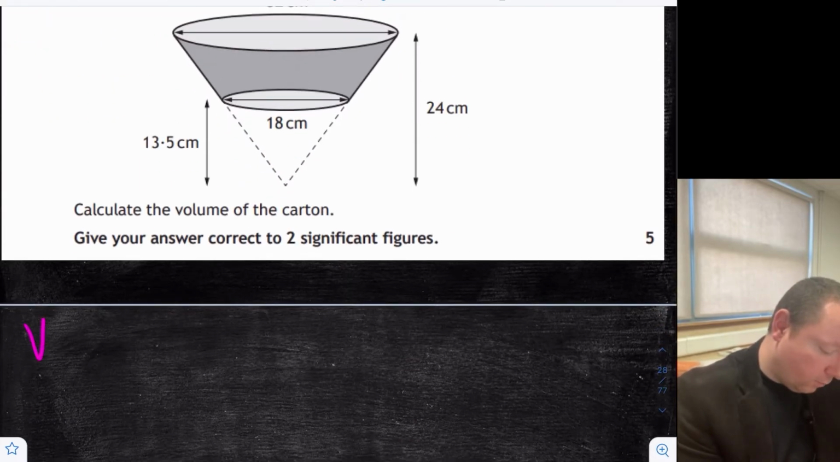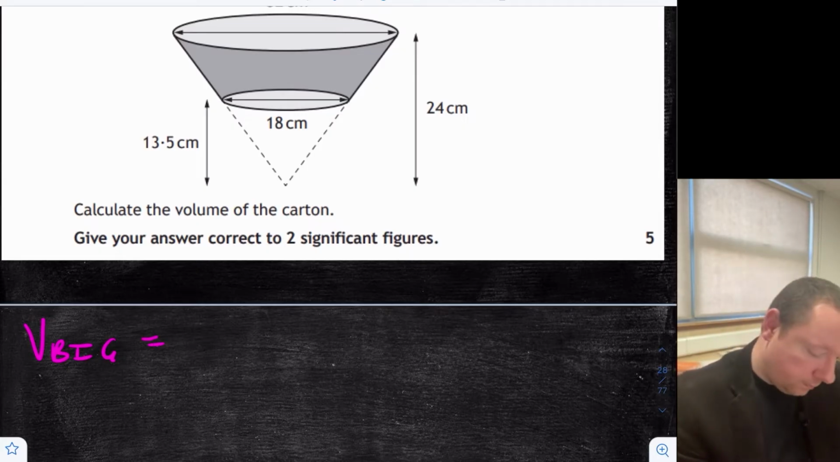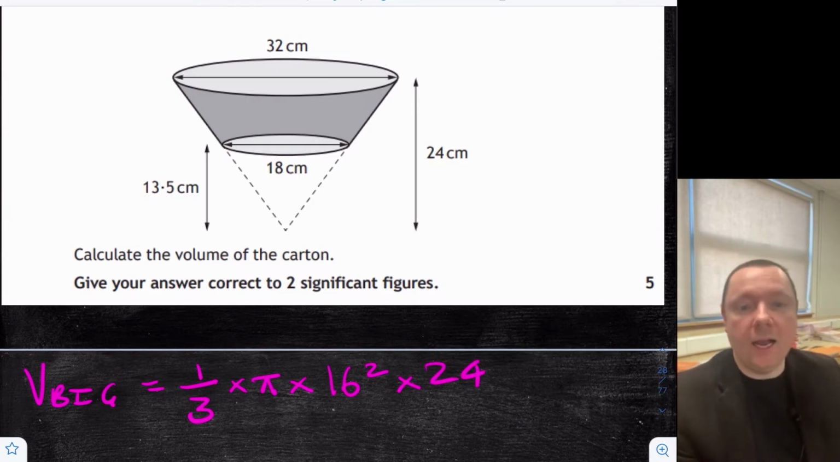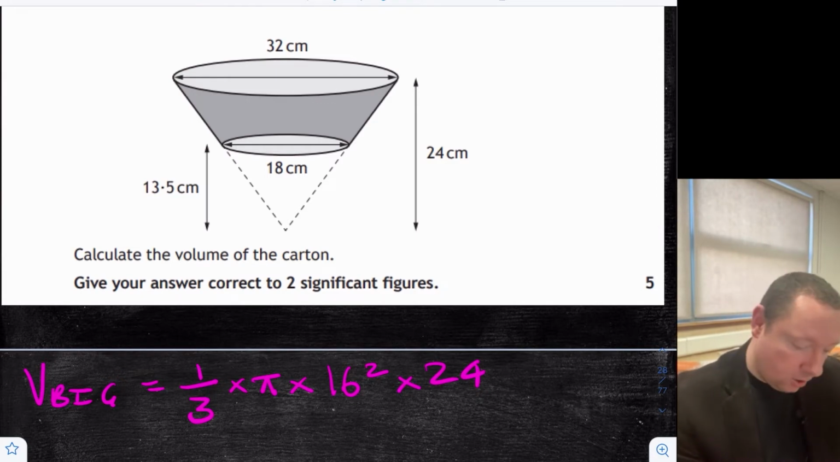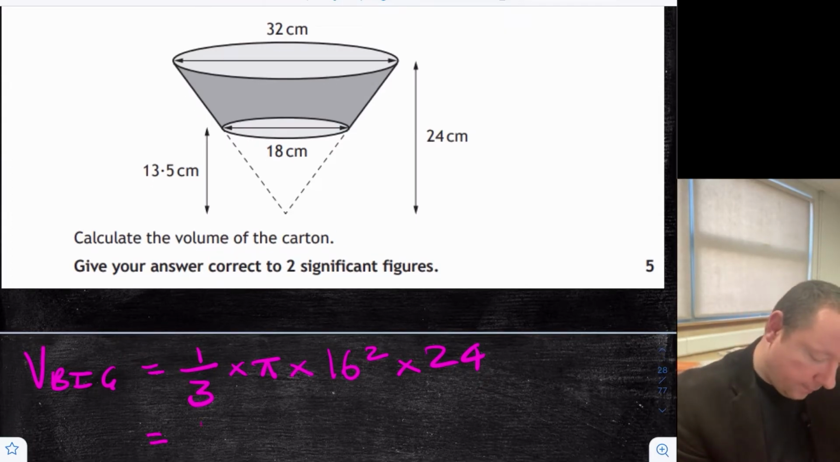So the volume of our big cone is, remember, the volume of a cone is 1/3 pi r squared h, given at the start of the exam paper. 1/3 times pi times, now the radius is going to be 16 because it's half the diameter, and the height is 24. So we get a mark for doing that and getting an answer. The answer to that would be 6433.98 with a bunch of other numbers, centimetres cubed.